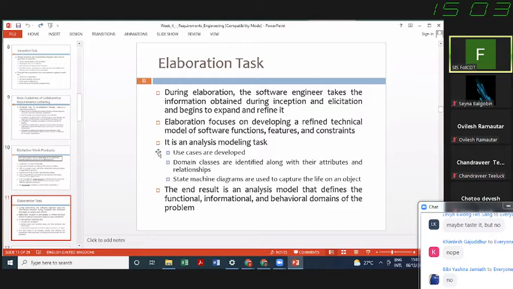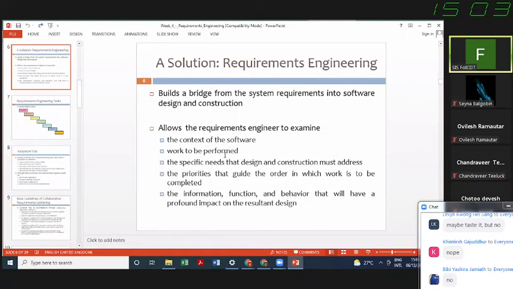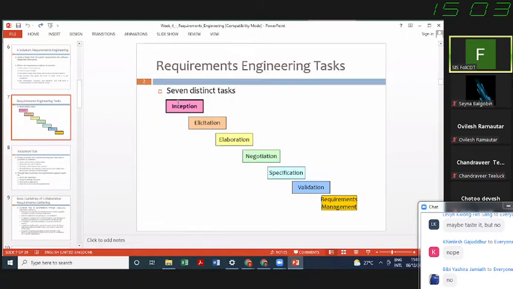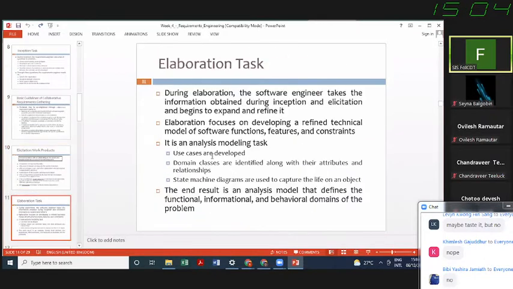So then the third, we've done the first two. Inception, we've seen. Elicitation means we try to clarify, we try to make things simple, we try to do some representation, we can try to do some use case, and we try to establish some feasibility document. So this will be the second one. Third, then we have elaboration. Let's come to the third phase, where we find the elaboration task.